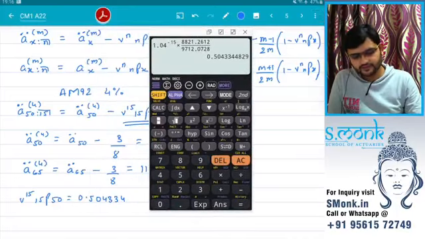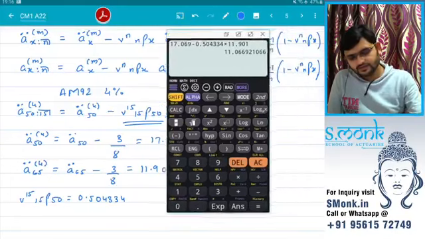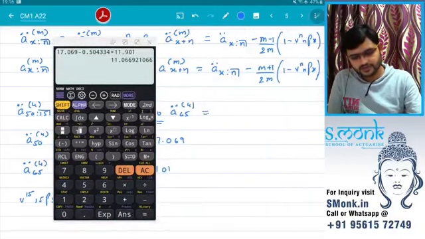We'll put in our formula: 17.069 minus 0.504334 into 11.901. So this becomes 11.0669.